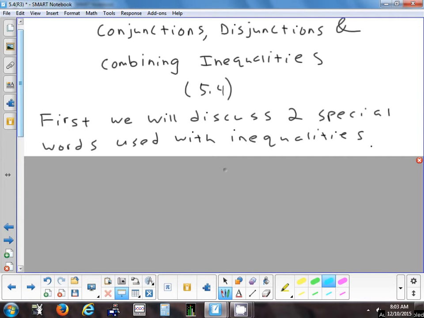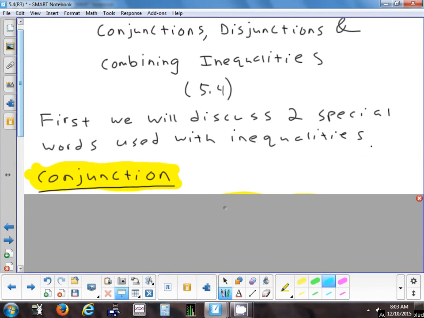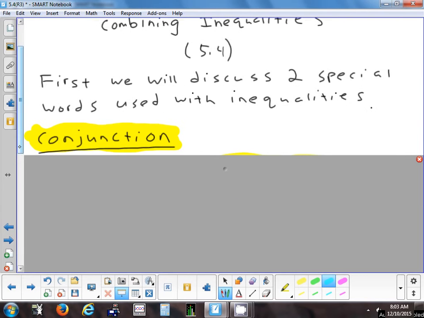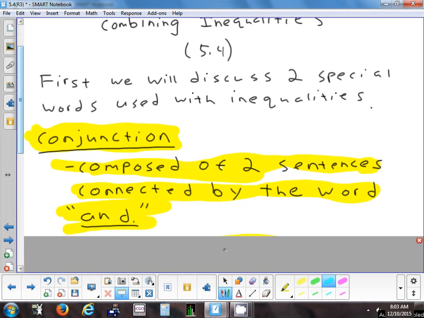Okay. Does anybody remember the two special cases? One of them uses one word, one of them uses another word. Kaden? Yep, we have conjunctions and disjunctions. Okay, so those are the two special inequalities we're going to look at. When you see the word conjunction, what word does that associate with? If you had to sum this up in one word, what one word do you think of? Ryan? And. Okay, when you see conjunction, it's connected by the word and.